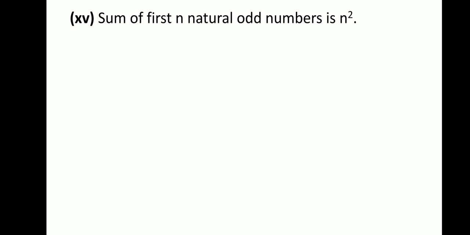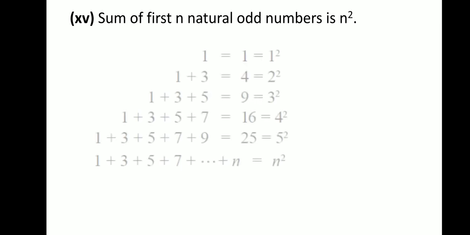Sum of first n natural odd numbers is n square. Now, if we observe the pattern, 1 is equal to 1, that is 1 square. 1 plus 3 is equal to 4, that is equal to 2 square. 1 plus 3 plus 5 is equal to 9, that is equal to 3 square. 1 plus 3 plus 5 plus 7 is equal to 16, which is equal to 4 square. 1 plus 3 plus 5 plus 7 plus 9 is equal to 25, which is equal to 5 square.